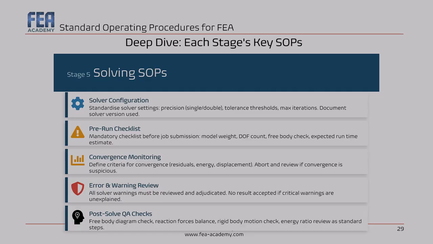And here is a rule I enforce absolutely. No result may be accepted if an unexplained critical warning exists in the solver log. Yeah, you have to read the solver log, okay? Every warning must be reviewed and understood. Every warning must be either explained and documented as acceptable, or corrected. No exception. This single rule has caught more significant model errors in my career than any other practice.